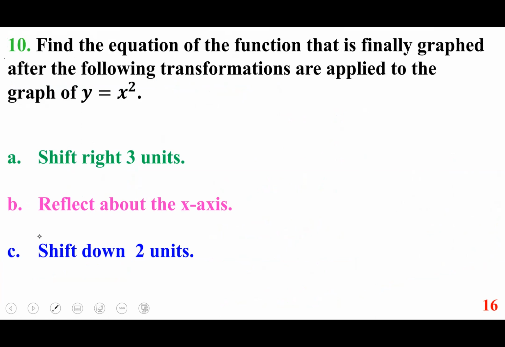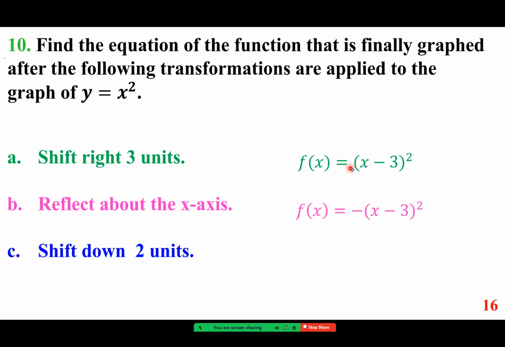Find the equation of a function that is finally graphed after the following transformations are applied to the graph of y equals x squared. So this function, we're going to shift it to the right by 3 units. So it becomes x minus 3 quantity squared. We're going to reflect it about the x-axis. So we put a negative in front of the whole thing. We're going to bring it down by 2 units. So negative 2 added. So we put negative 2. So the concept of transformation, as far as basic transformation is concerned, if we understand, we are in good shape.